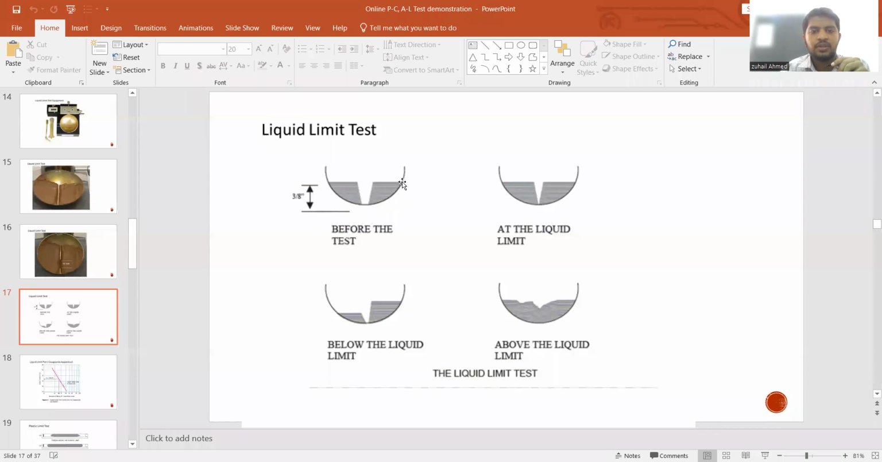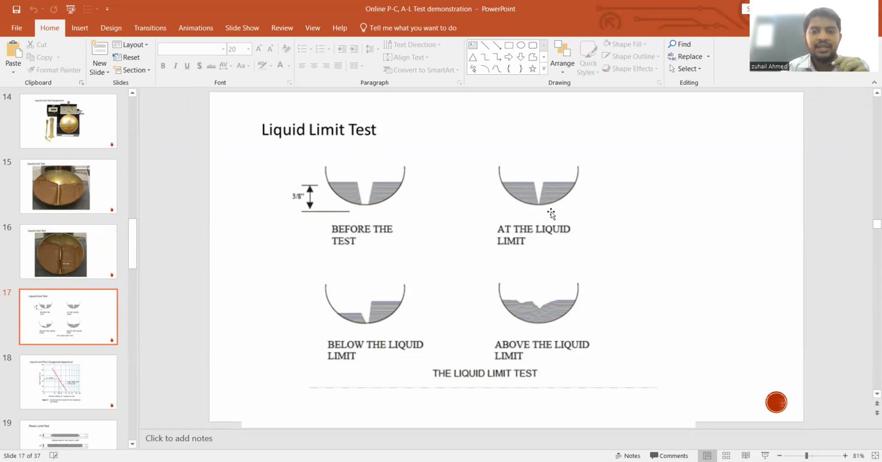This is a cross section of the cup with the sample, and there is a groove. The groove is around 21 millimeter wide, and the depth of this one is around 9 to 10 millimeter. You want to place the sample.